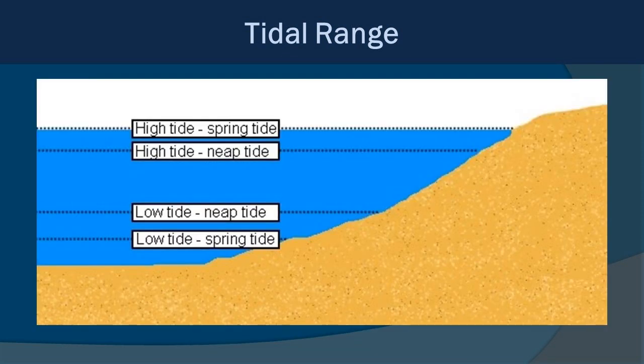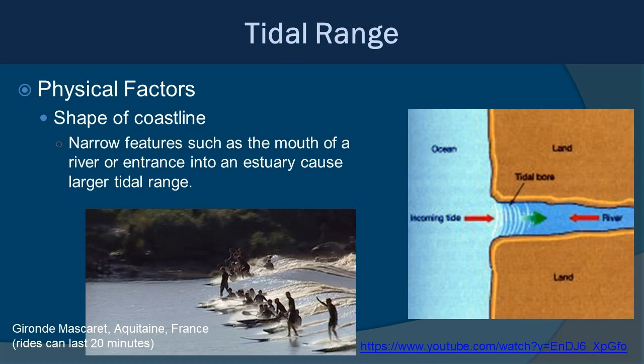Now, let's see what this looks like. In this diagram, at the very top, you'll see the high tides and then the low tides. Notice the high tide for spring tide versus the low tide for spring tide. Now look at the high tide for the neap tides and the low tide for the neap tides. They're more close together. There's not as much of a difference. So this is the difference between the spring and the neap tides.